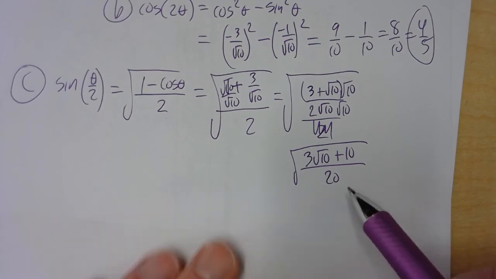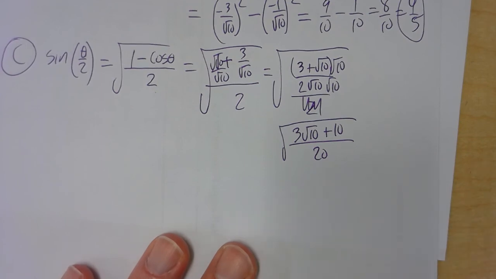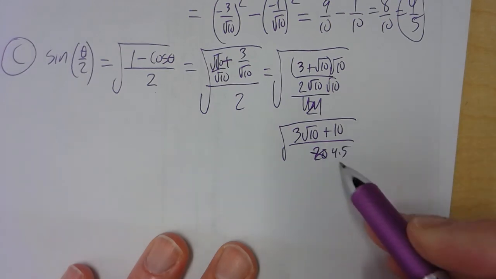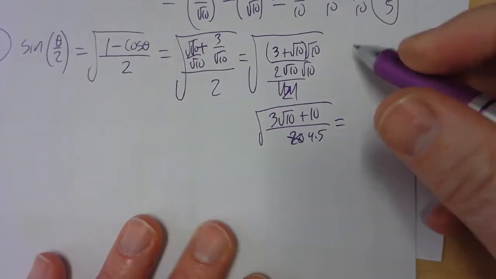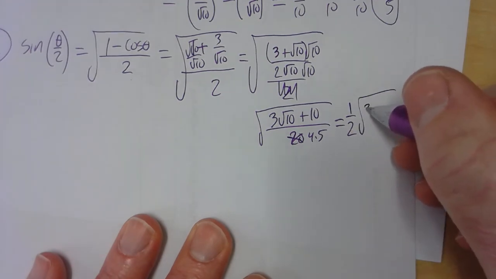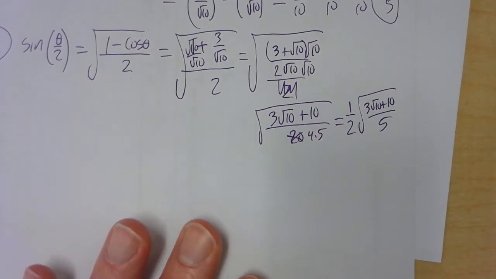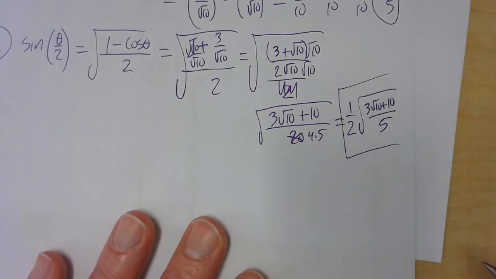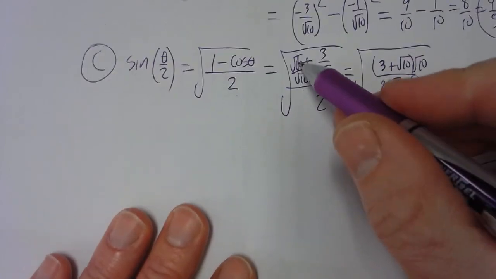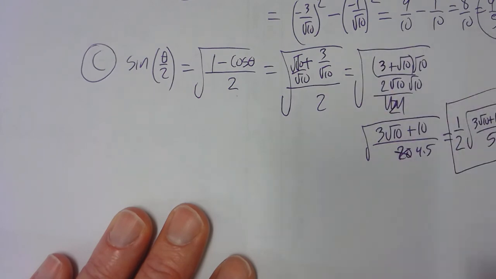Okay, that's good. And then what they did is they took out the square root of 4 out of this. So they thought about this as 4 times 5. So you can take the square root of 4. So the book's final answer is 1/2 square root of 3 square root of 10 plus 10 over 5. So there's a lot of algebra stuff in that. The basic answer is right here. It was 1 plus this divided by 2, and then just all the fractiony stuff after that.